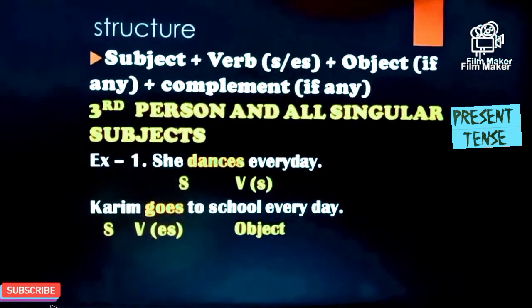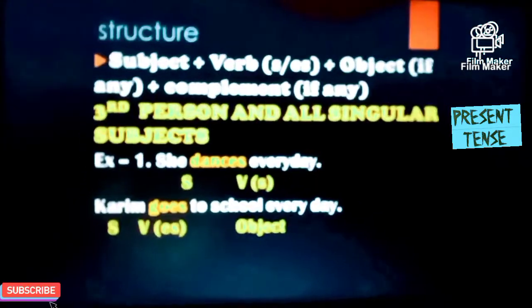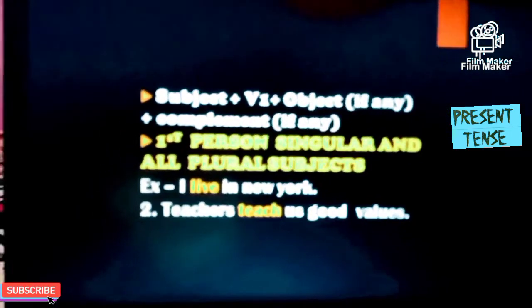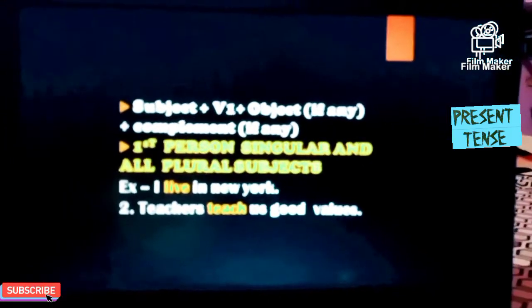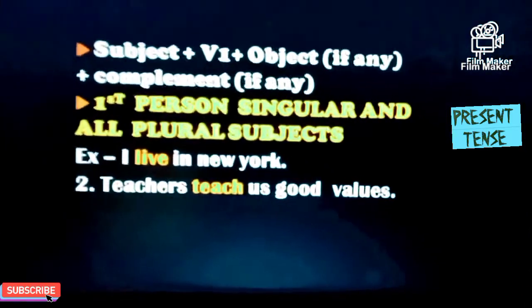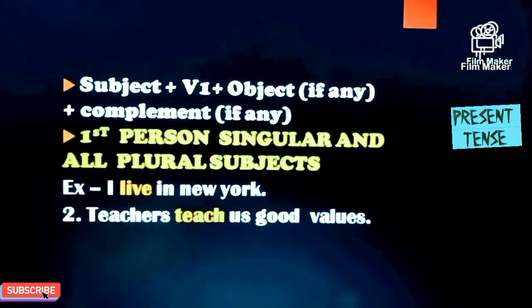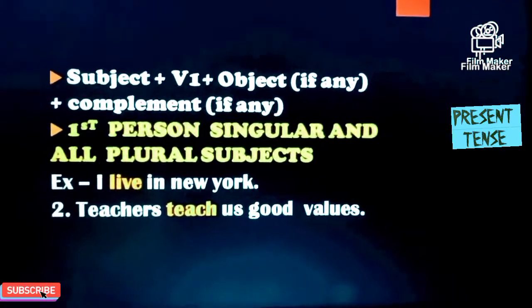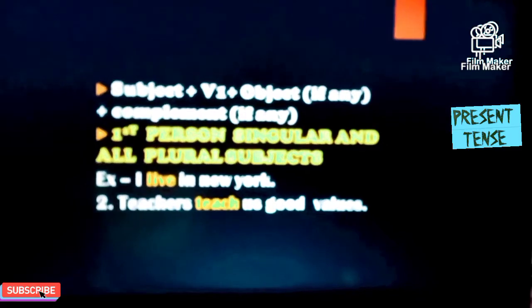Do not forget, when the subject is third person singular, we use s or es with the main verb. Okay, move on to the next. Then what about plural subjects? For plural subjects, we have this structure. The structure says subject plus V1 form, that is the main form or base form of the verb, plus object if it is required in the sentence, plus complement if it is required.